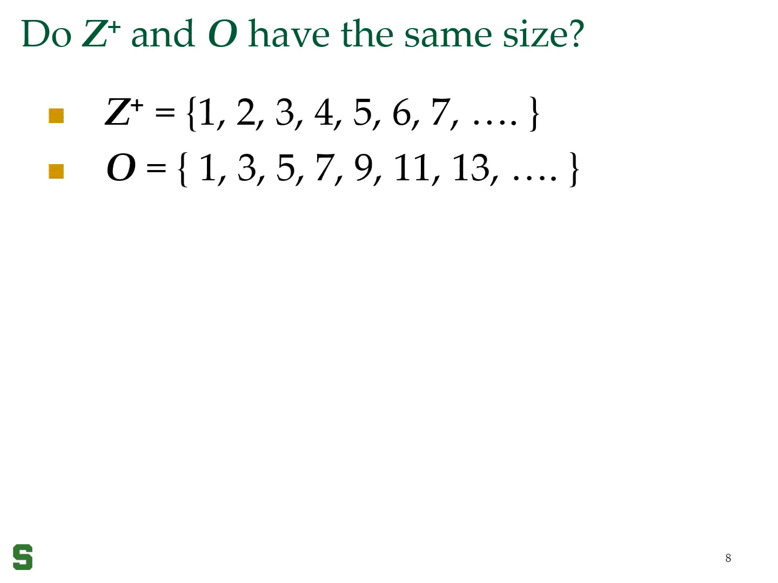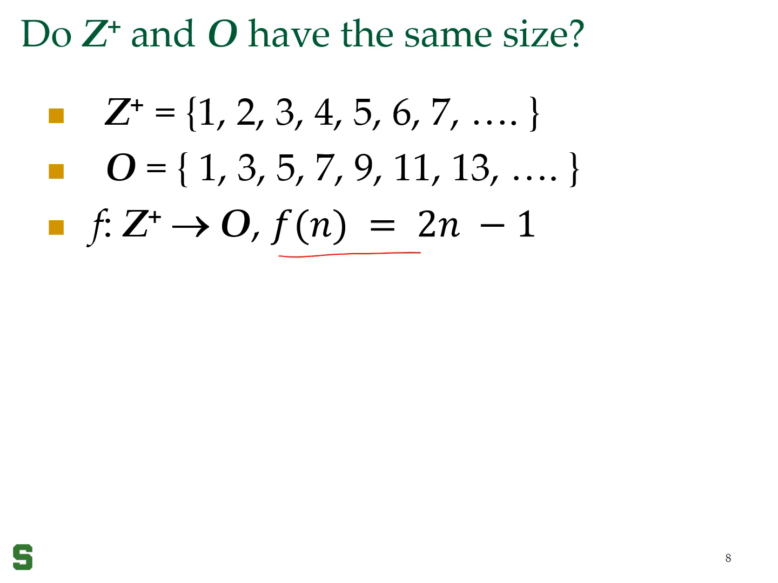To see if they have the same size, we need to find a bijection from Z plus to O. Z plus is the set of positive integers, O is the set of odd integers. So we can create a function that says f of n is equal to 2n minus 1. If I draw this function, 1 will be mapped to 1, 2 will be mapped to 3, and so on and so forth.